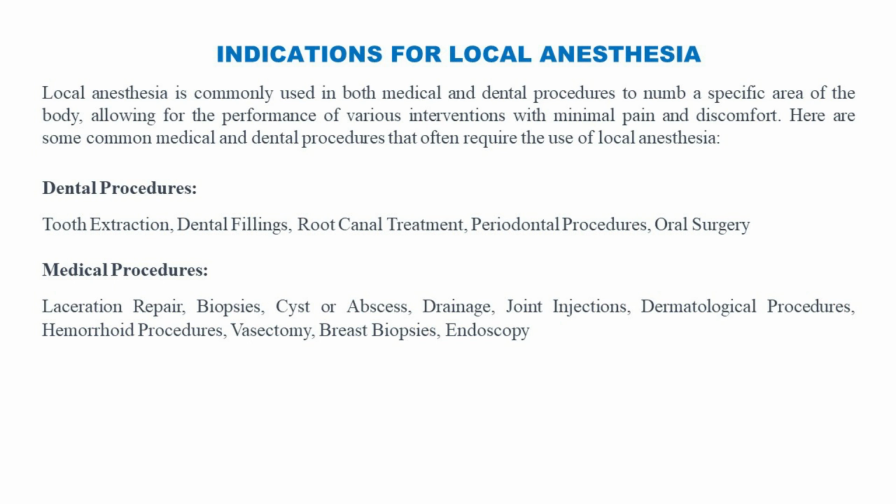7. Vasectomy. Local anesthesia is commonly used during vasectomy procedures to numb the area around the vas deferens. 8. Breast biopsies. Local anesthesia is administered before breast biopsies to numb the breast tissue and make the procedure less painful. 9. Endoscopy. In some cases, local anesthesia may be used to numb the throat or nasal passages before an endoscopic procedure, such as upper endoscopy or bronchoscopy.